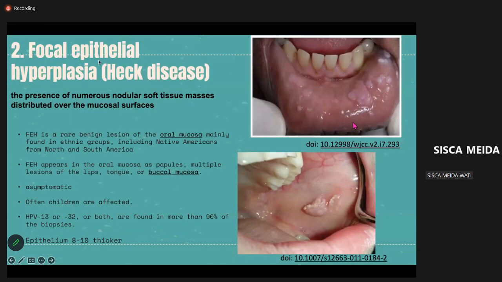The other type of developmental disturbance is focal epithelial hyperplasia or Heck's disease, but these conditions are mostly not included in the developmental disturbances. But it's nice to know about them because they have a strong relation with human papillomavirus infection, type 13 and type 32. So the clinical features look like a papilloma or oral warts. If you still remember our previous class about oral warts, okay.